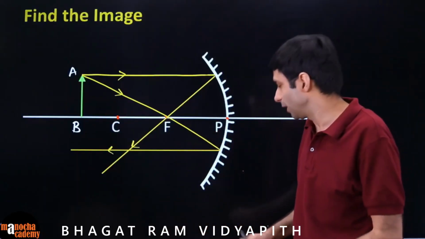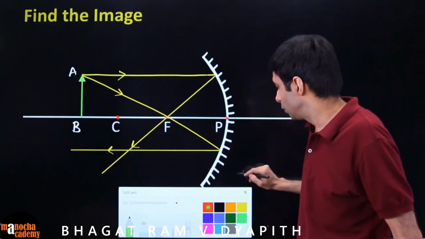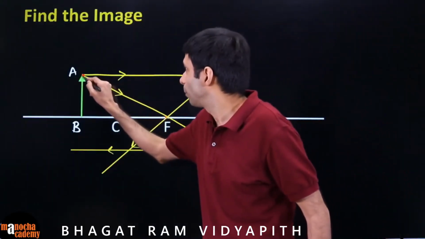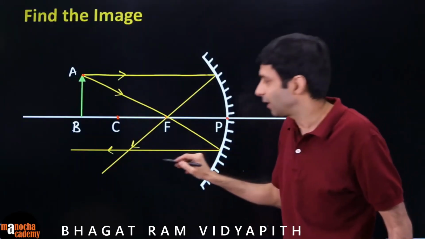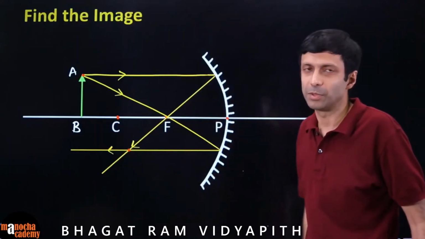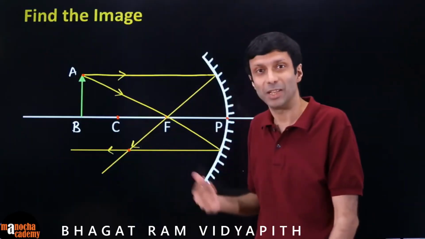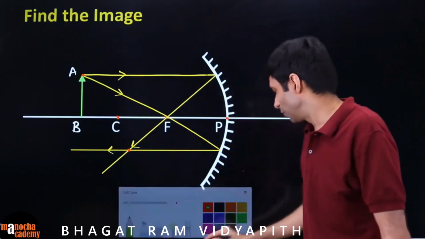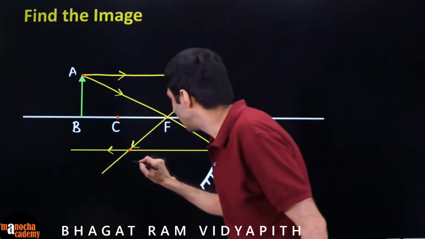So where are we finally getting our image? So this is the top of the object A. So the point where these rays intersect, what do you think is this point? Is it the top of the object or the base of the object? Since the rays are coming from the top of the object, this better be the top of the object, not the base. So let's mark that as A dash.